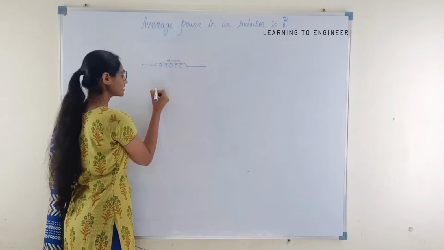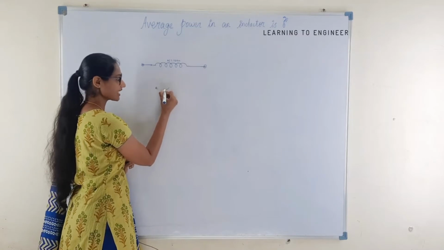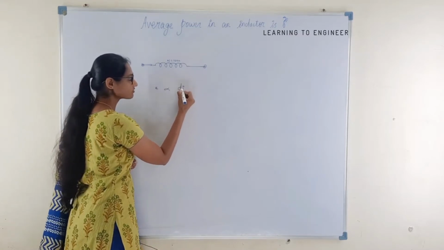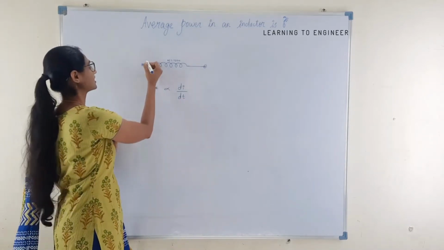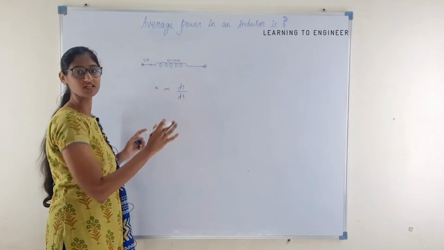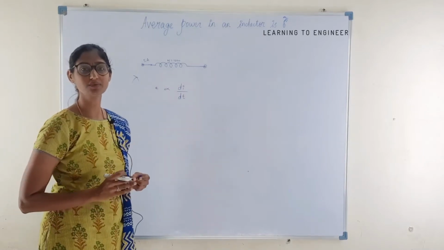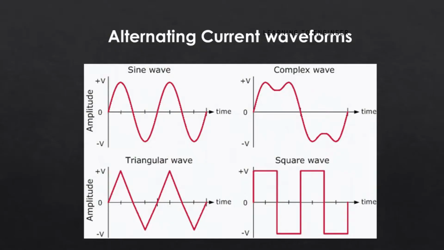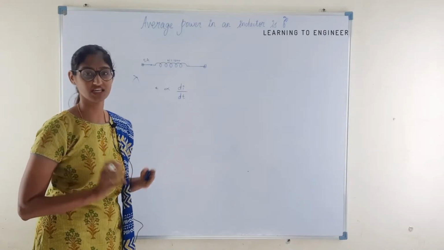The EMF that is induced across the ends of this inductor, E, is directly proportional to the rate of change of current that's flowing through it. It's not just that. Let us say you have passed 5 ampere constantly, then no EMF will be induced across it. This current has to be alternating in nature, not necessarily a sine wave. It can be a square wave, a sawtooth waveform, a triangular pulse, it can be anything, but this current should be of a varying nature.